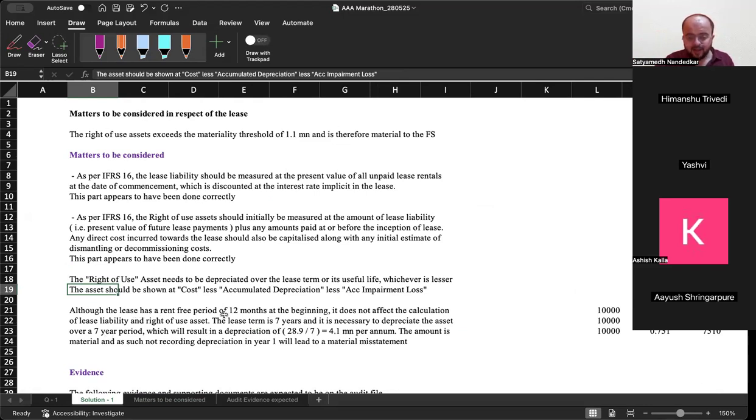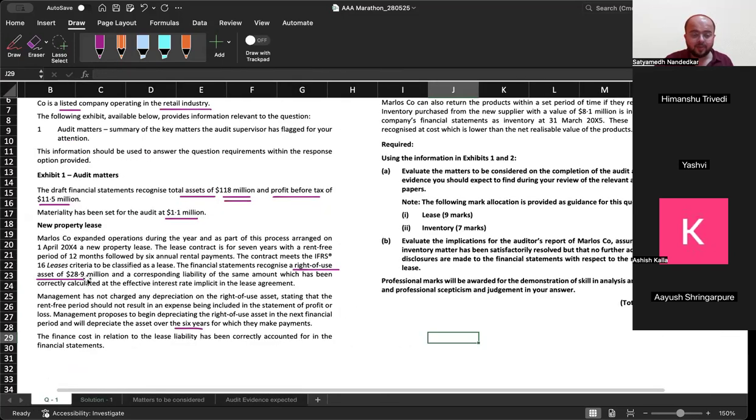Although the lease has a rent-free period of 12 months at the beginning, it does not affect the calculation of lease liability and right of use asset. The lease term is 7 years and it is necessary to depreciate the asset over a 7-year period, which will result in a depreciation of 4.1 million per annum. The amount is material and as such not recording depreciation in year 1 will lead to a material misstatement.